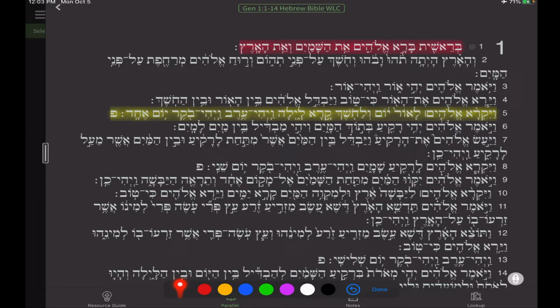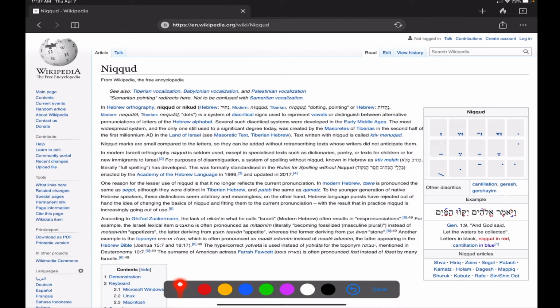You're going to learn that those two little vertical dots tell you what vowel sound to make after the bet, and the same thing with those two horizontal dots. And all of these are called Nikkud, and they all have different names. If you just type that into, let's say, Wikipedia, you can see it says in Hebrew orthography, Nikkud. There it is in Hebrew. They're dotting or pointing is what it means in Hebrew, Nikkudot. It's hard to see.